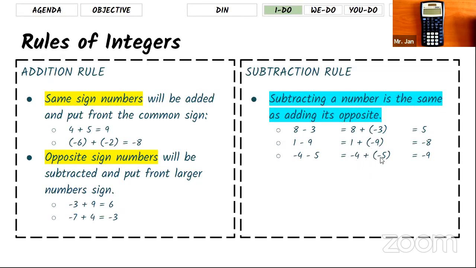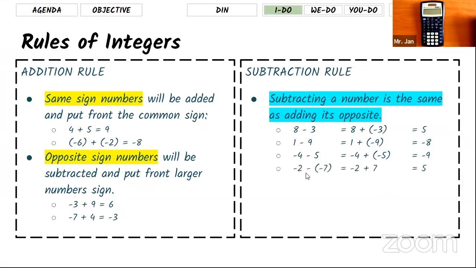So like we know the addition rule, when we add same sign numbers, we just need to add the numbers, right? The 5 and 4, which is 9, but we need to put the common sign. So both are negative, so the result is negative. It's the same thing in both cases, okay? You end up with the same negative 9 all the time. So this is the subtraction rule.